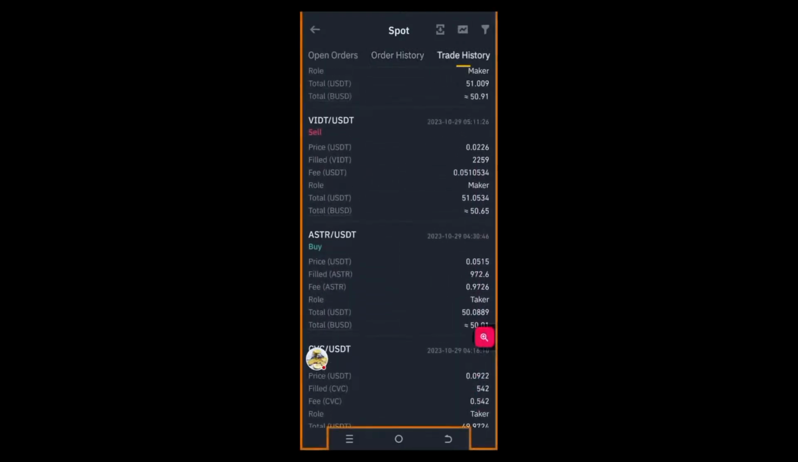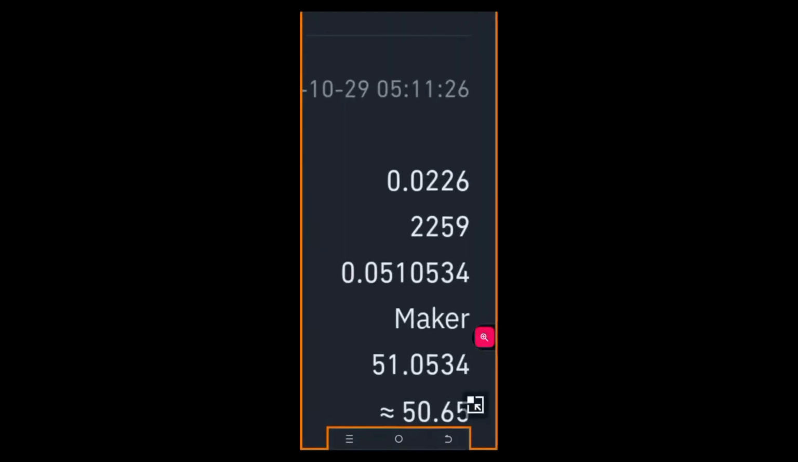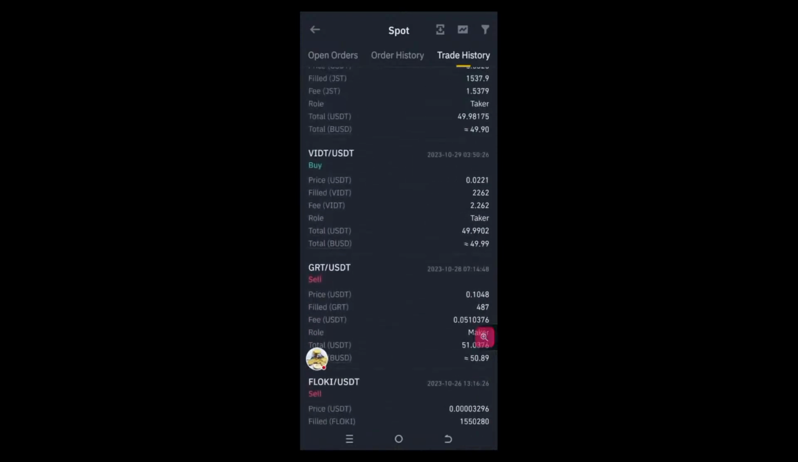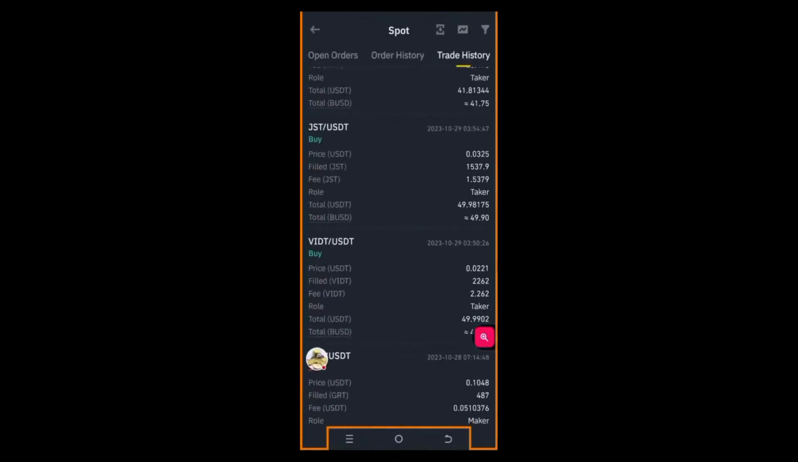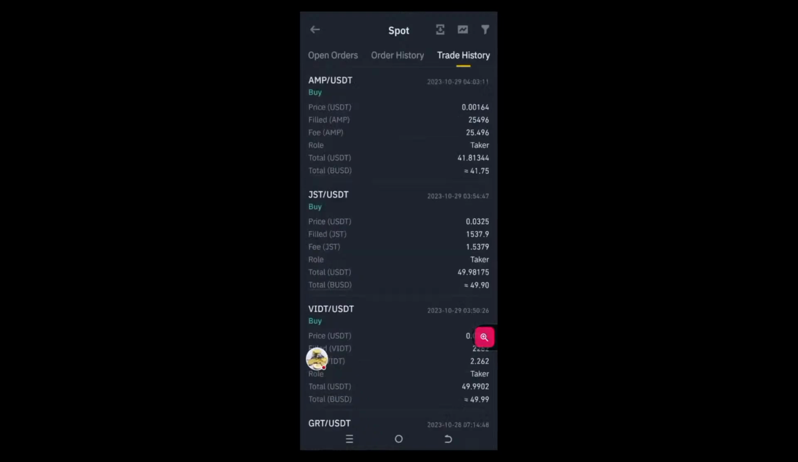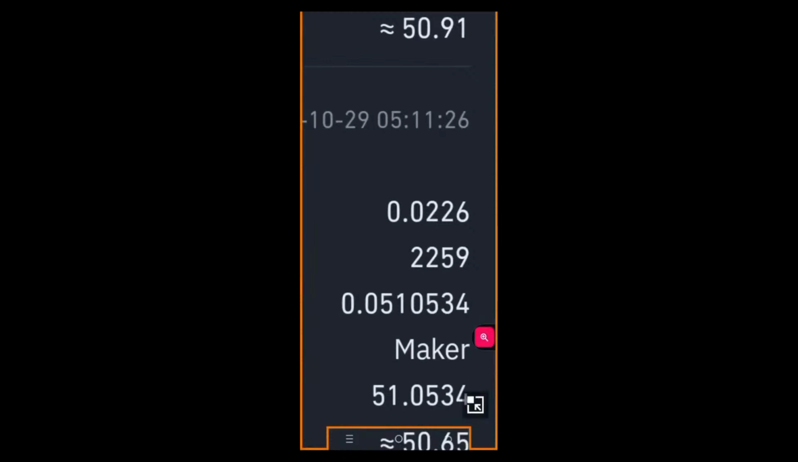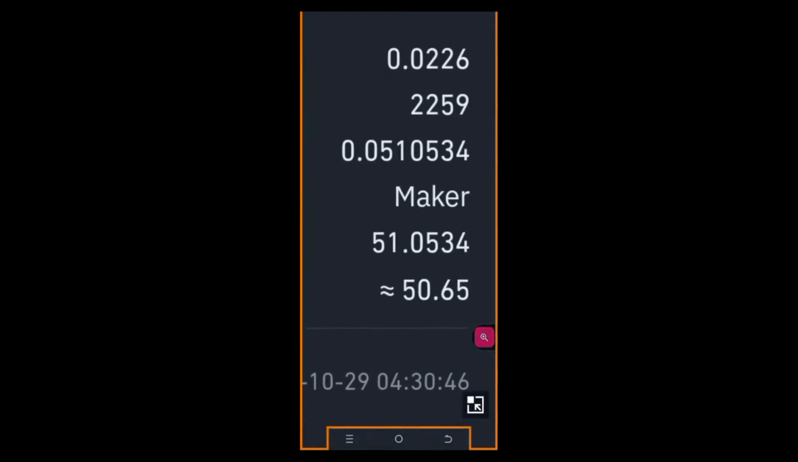Okay, so this is VIDT. We actually bought it at 221. Yes, that's how much you put. Let me check so that I can show you and be very sure. Look at it here. We bought it here at 221. That's the price we bought it at. And in terms of its executing, we were able to execute it at 0.0226, and that gave us a profit of $1.05. Look at that. That's beautiful.